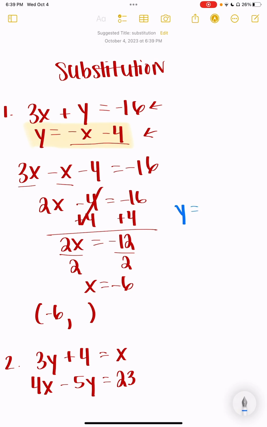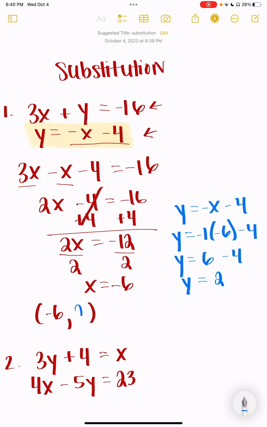Y equals negative x minus 4. Y equals, remember that there is an imaginary 1 in front of that x, so instead of writing the x, I'm going to put that imaginary 1, and I'm going to put negative 6 for x, minus 4. Negative 1 times negative 6 gives us positive 6. And bring that minus 4 down, and then 6 minus 4 is 2. So this is your final answer.